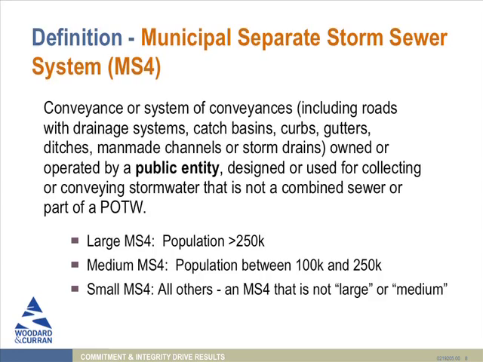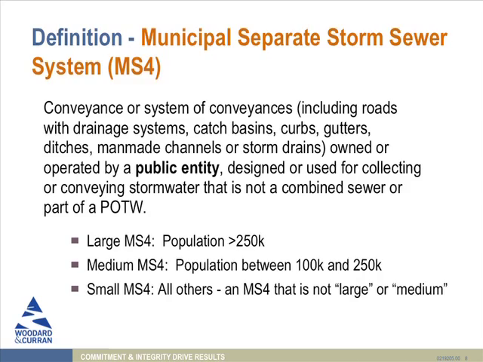So the first portion of permitting that we're going to talk about deals with the municipal separate storm sewer systems, or MS4s. There are a few different categories of MS4s, but what an MS4 is, and some of you may be MS4s, it's a conveyance or a system of conveyances, which is waters, roads, drainage systems, catch basins, curbs, gutters, ditches, anything that's directing stormwater, owned or operated by a public entity designed and used for collecting and conveying stormwater that is not a combined sewer or part of a POTW.